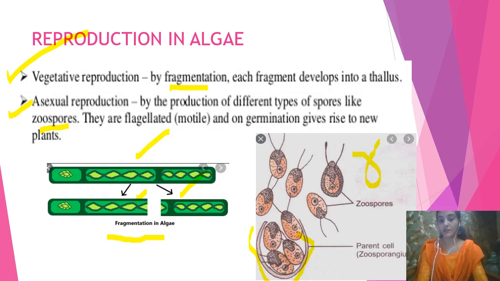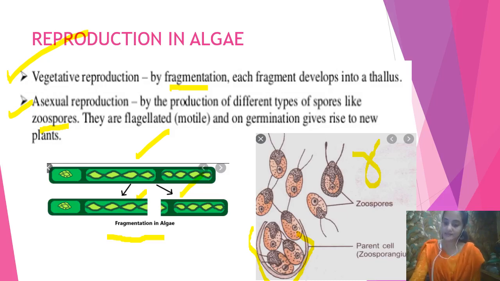They are the flagella. And if flagella are present, what does it indicate? They are motile. If there is no flagella, then we can say that they are non-motile. But here, the zoospores have flagella, so you can say that they are motile structures. And this is how a new organism can be produced. Clear? So this is an asexual reproduction method. So vegetative propagation is by fragmentation, and asexual reproduction is by the production of spore-like structures, the zoospores. They are flagellated, and since they are flagellated, they are motile and they can germinate and give rise to new plants.